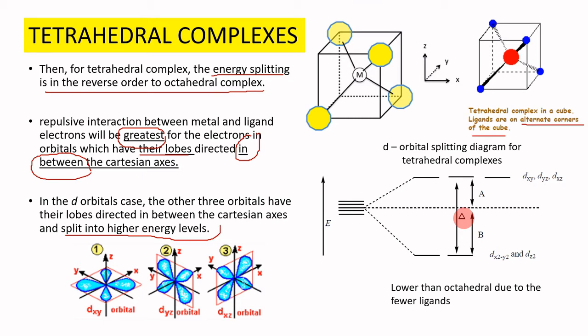Okay, when we look at dxy, dyz, and dxz, their lobes are in between the Cartesian axes. So when we draw the d orbital splitting diagram for tetrahedral complexes, it is the reverse of what we have drawn for octahedral complexes. So in this case, dx² minus y² and dz² have lower energy levels compared to the dxy, dyz, and dxz. Okay.